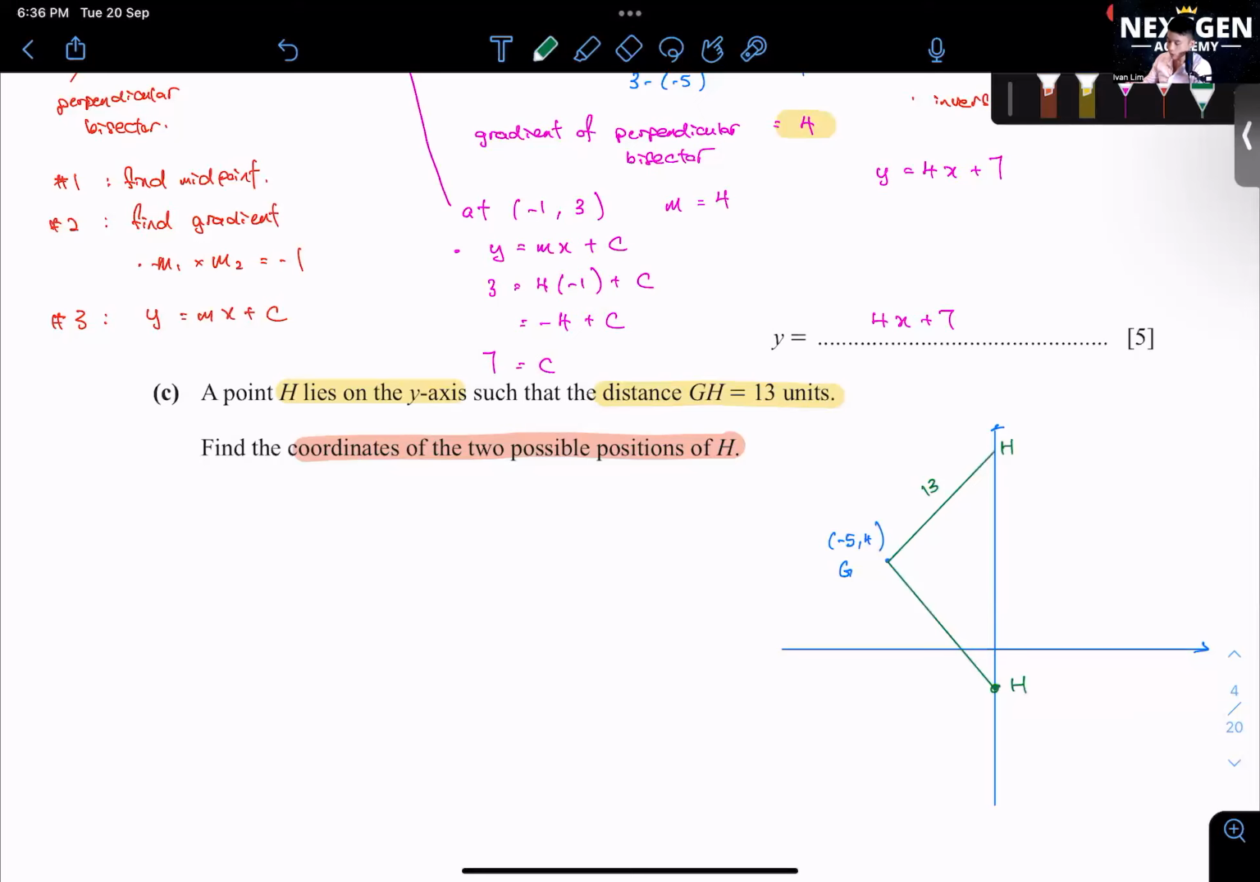All right, how do we calculate it? The method for this one that I use is the Pythagoras theorem.